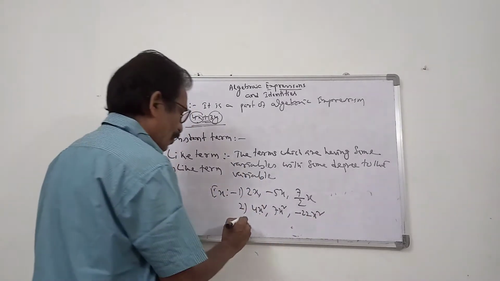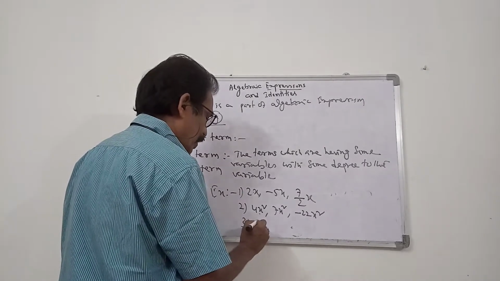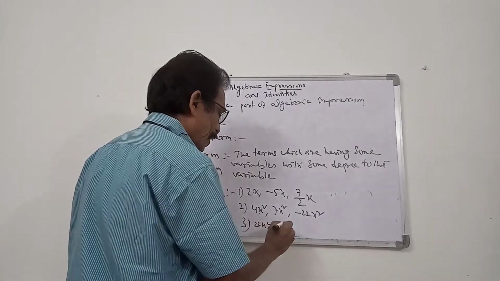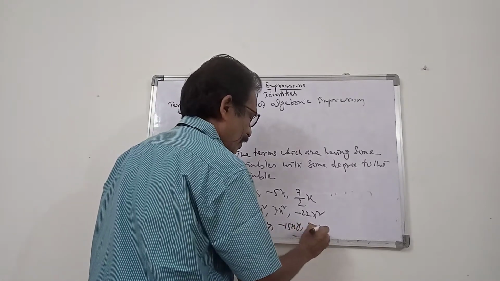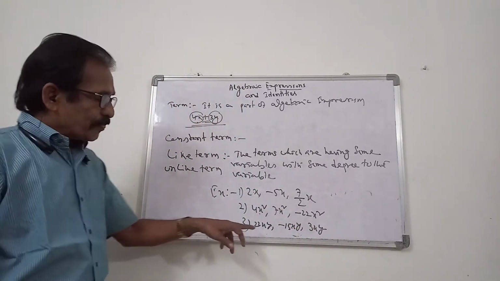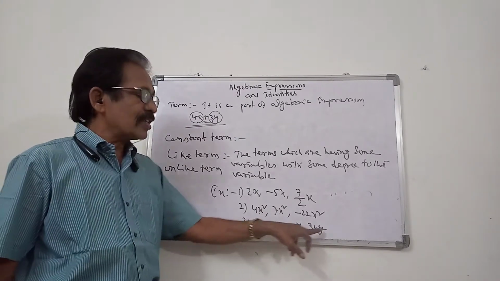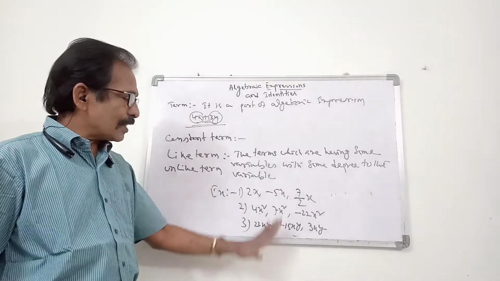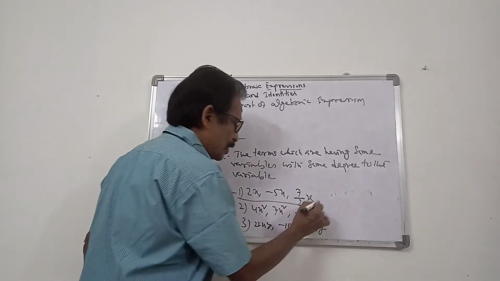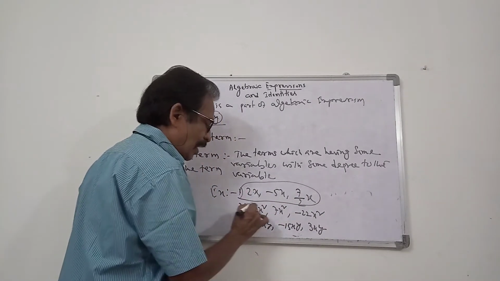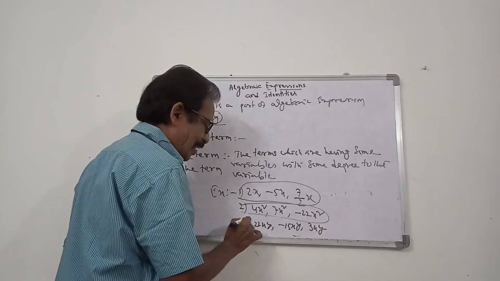Another example: 22xy, minus 15xy, 3xy. Here you see the variables x and y, x and y, x and y are there. So these are like terms. This is called like terms. These are like terms, and these are also like terms.